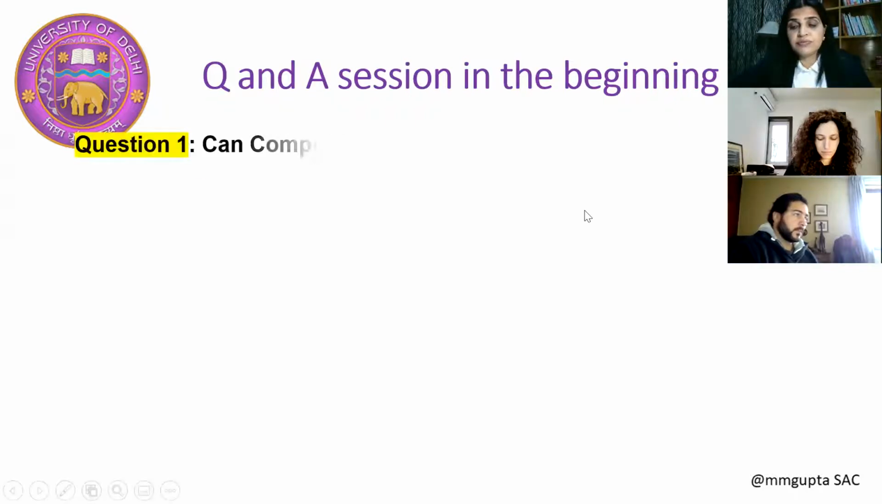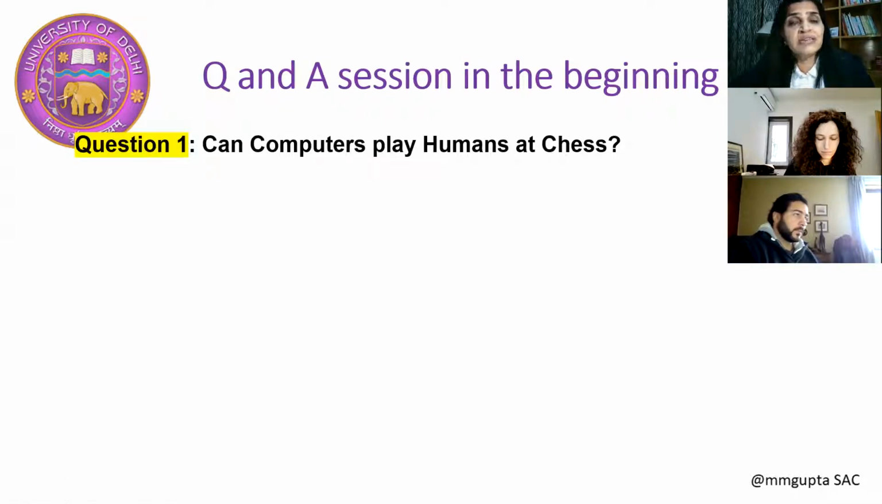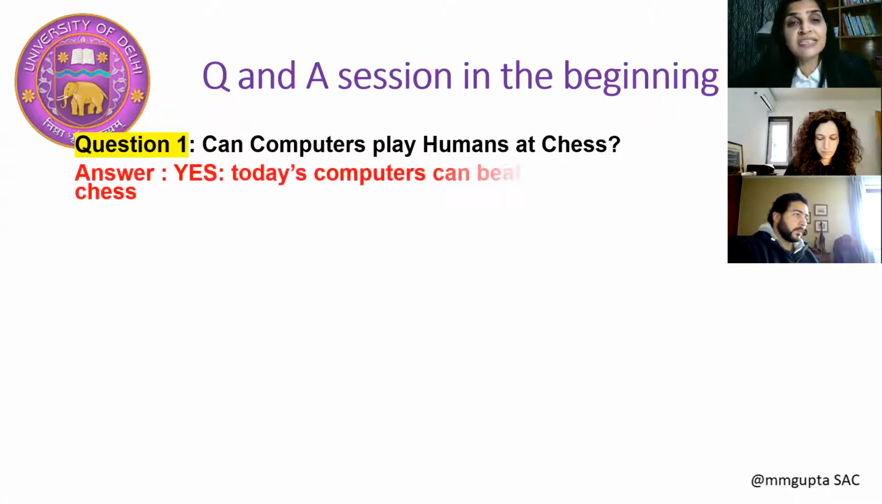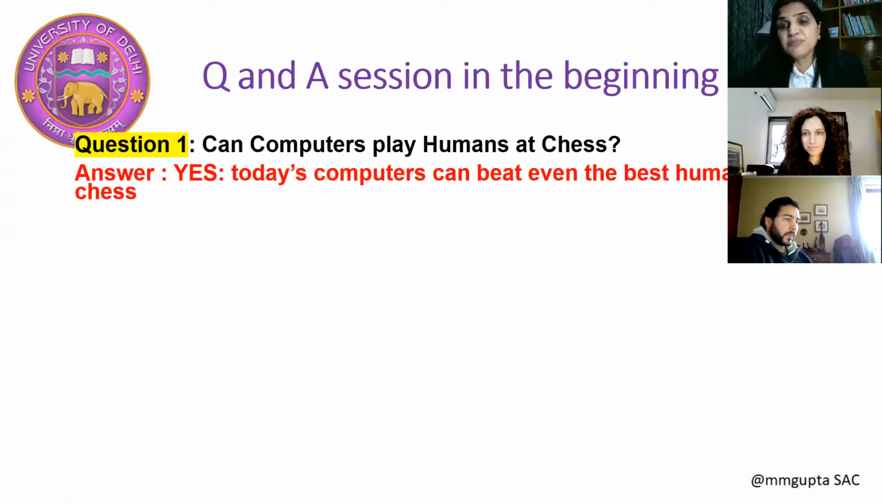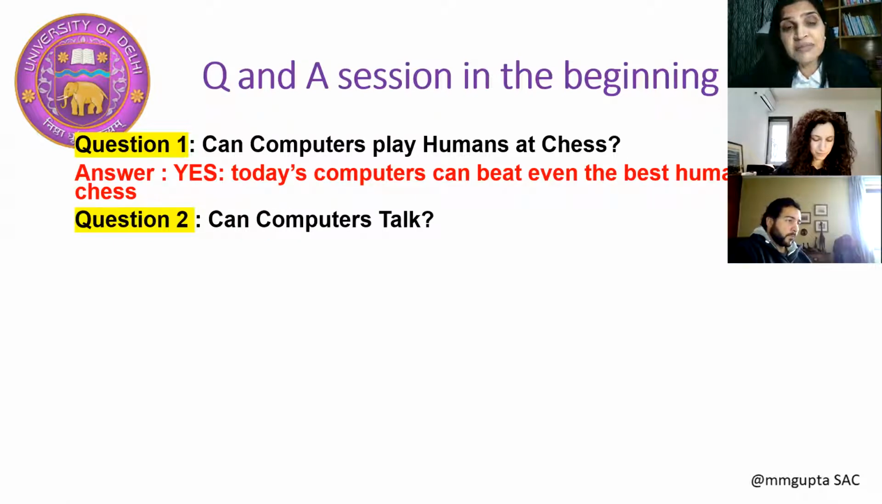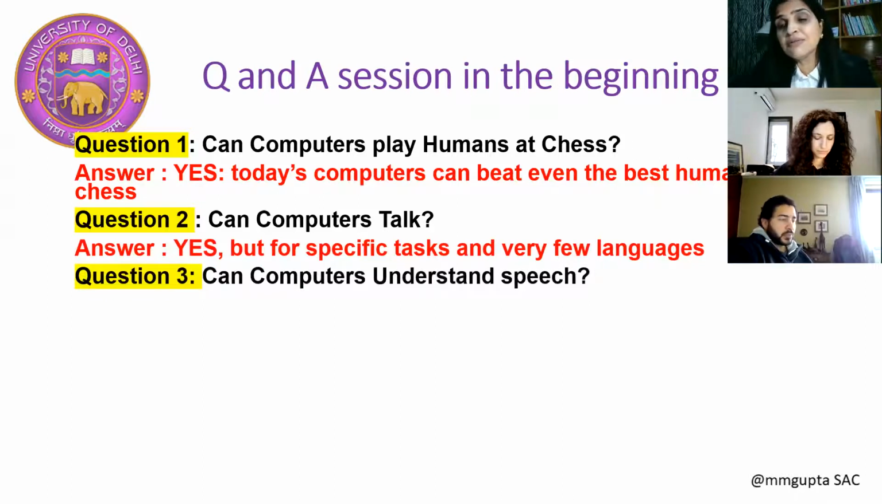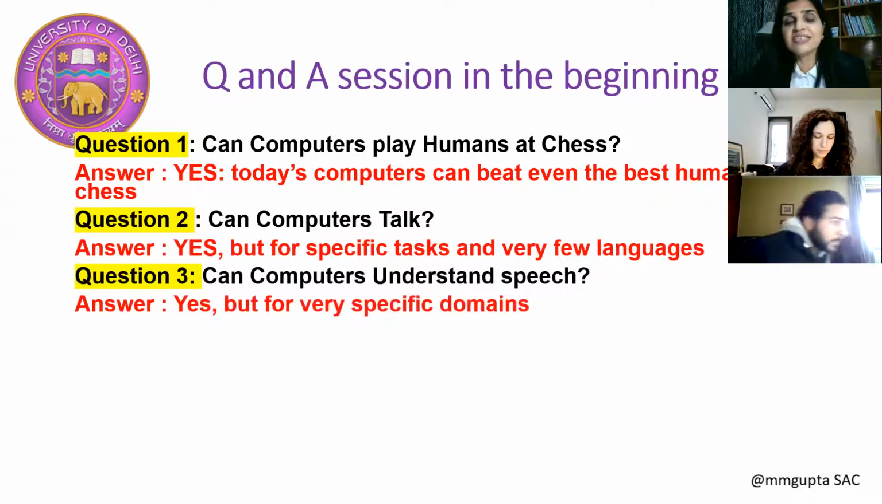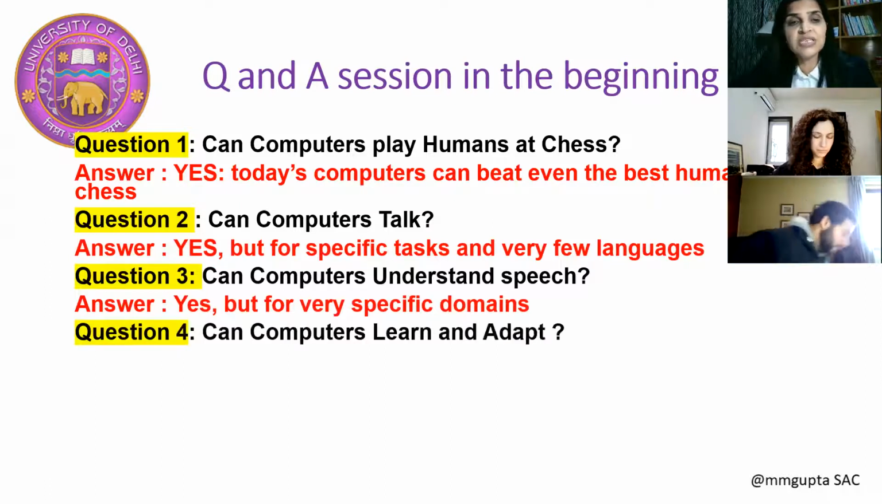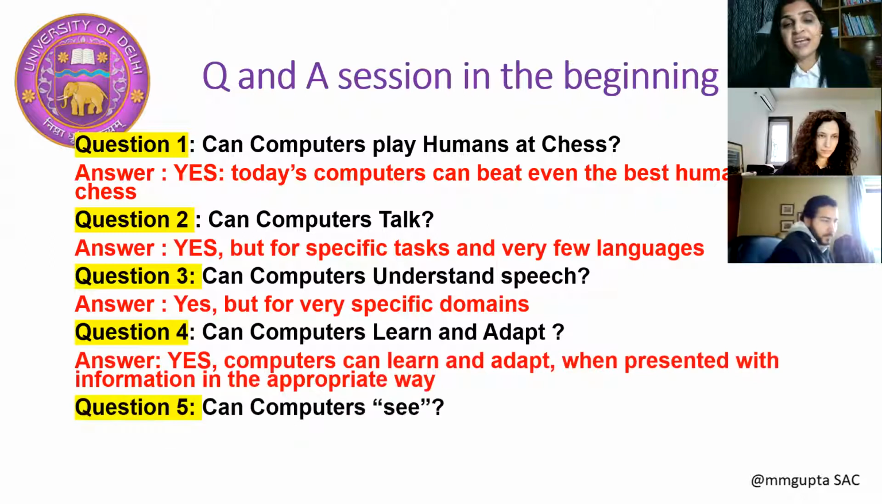Right. So a few questions which we try to answer: can a computer play chess like humans in artificial intelligence? And the answer which came is yes, and computers can beat the best humans in chess. The next question which came is, can a computer talk like humans? And again, the answer came as yes, but it can perform specific tasks in a few languages. The question which came further is, can a computer understand speech? Again, the answer is yes, but for very specific domains. Can computers learn and adapt? Same answer, yes. And can computers see?